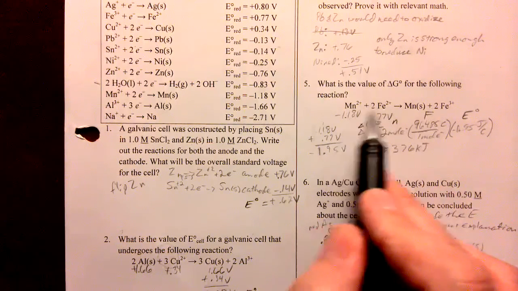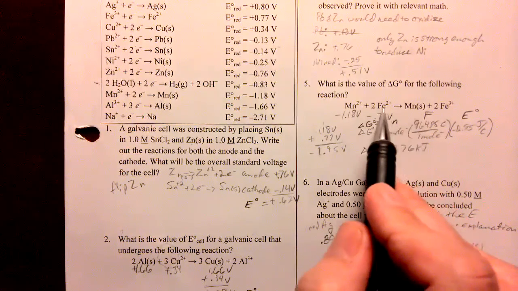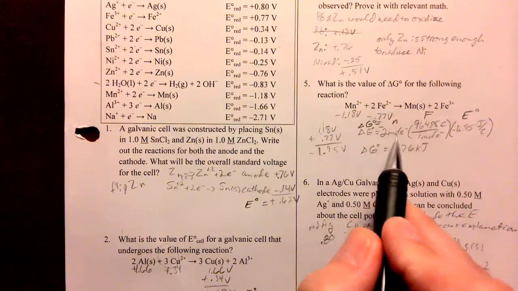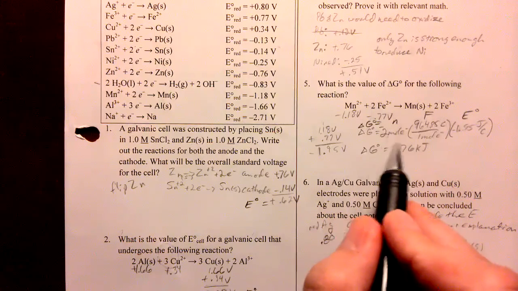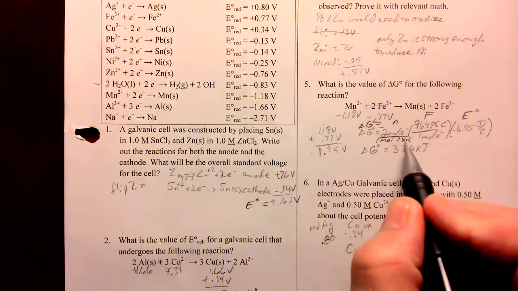Well, this is getting reduced. This is getting oxidized. This is gaining 2 electrons. This is losing 1 each, but it's doing it twice. There are 2 electrons being exchanged. For every mole of times this happens, 2 moles of electrons are exchanged. So this is a 2. So there are 2 moles of electrons per mole of reaction.